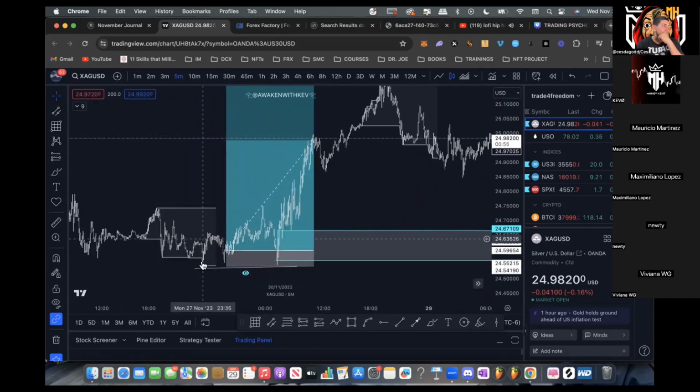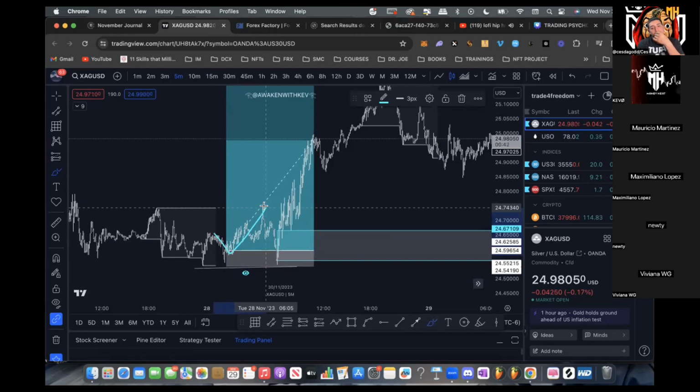Yeah, I think it was this last push down that swept the liquidity. Then we broke the structure right here. We pulled back into that candle, and then we had another reaction from there. We came back into basically the same demand level, and then I think it just ran, bro.